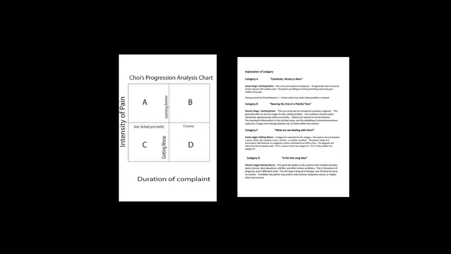Okay, so category C, what are we dealing with here? It's the acute stage of new pain and getting worse. It's pretty severe, pretty bad. So diagnosis is essential for this category. We need to rule out between a sprain, strain, disc problem, tumor, arthritis, or another problem. The patient intake and examination shall lead to the diagnosis. Further confirmation by MRI or X-ray may be helpful. This diagnosis will determine the therapeutic plan.